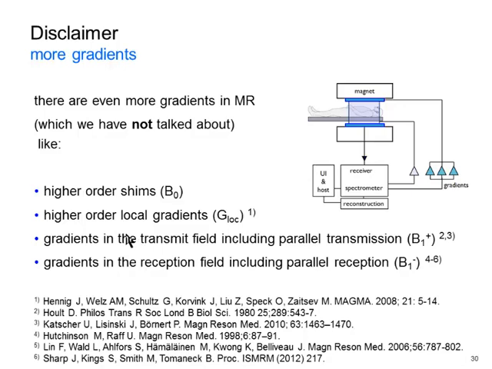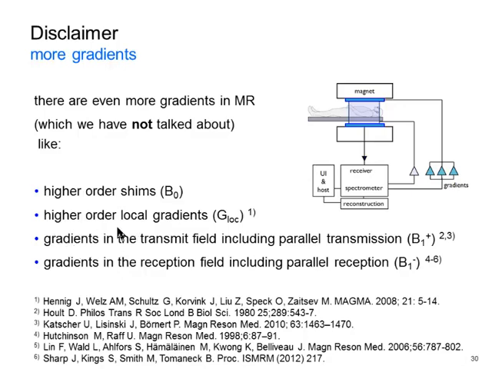But to wrap up a little bit, there are even more gradients in the world, and there are gradients I have not talked about. With respect to the B0 field, there are higher order shims, and they are very essential in our days to achieve good spectra and also to achieve good fMRI images. And to a certain extent, these higher order shims are also gradients.